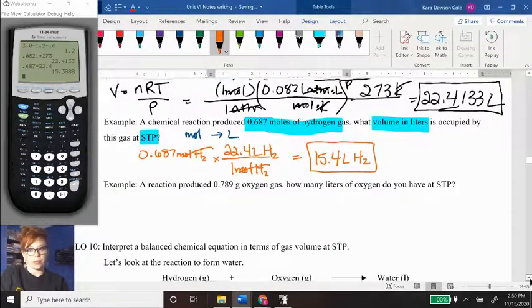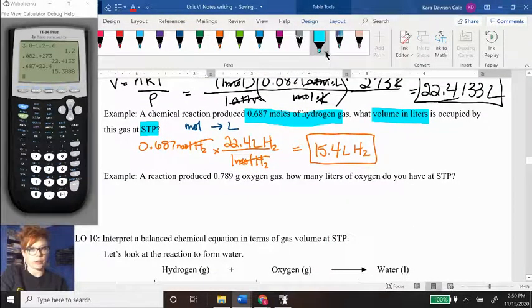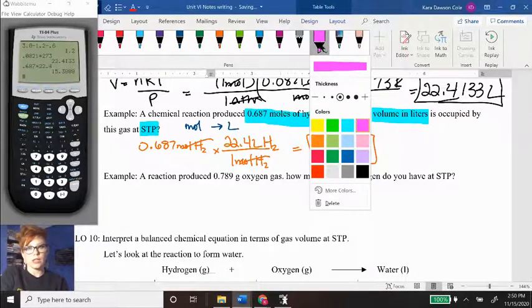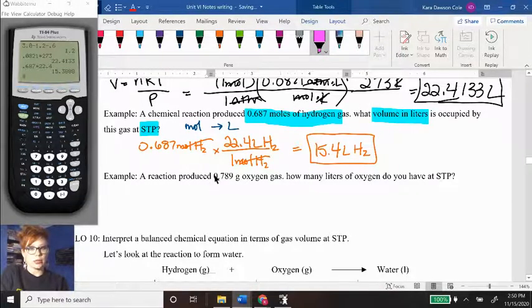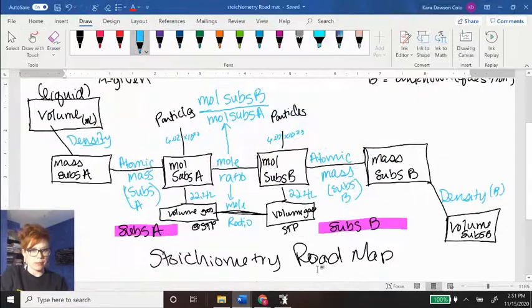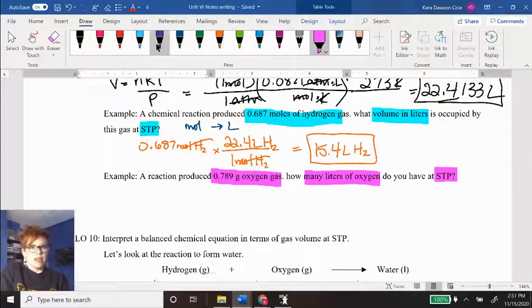Let's look at another example just to give you a little bit of a better grasp on this, maybe. So it says a reaction produced 0.789 grams of oxygen gas. It's asking how many liters of oxygen gas do you have at standard temperature pressure? All right, go back to my roadmap. If I'm in mass of oxygen, I need to get into volume of oxygen. So I go through my atomic mass of oxygen into my mole of oxygen, and then I can go through my volume of oxygen.